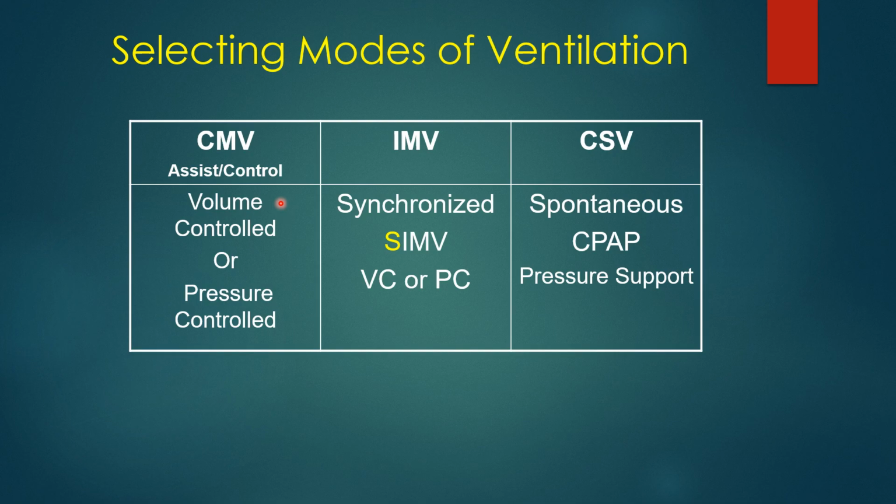The breath type is volume, or we can set the patient in pressure control ventilation. So the breath type is pressure control. And over here on the CSV, CPAP is the way the breaths are, the spontaneous breaths with the patient breathing in it with a CPAP, continuous positive airway pressure.